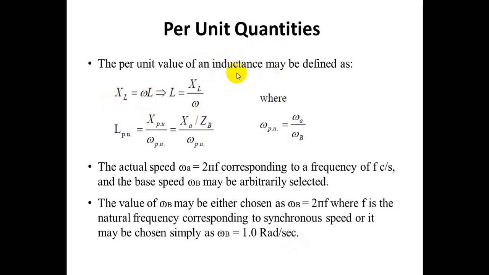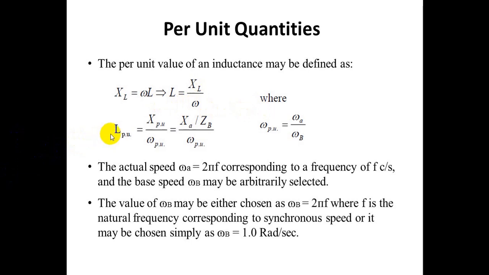One parameter is left, which is inductance. We have calculated the resistance and reactance in per unit. So if we have to calculate the inductance value in per unit, then we know the formula. Basically, inductive reactance XL is equal to omega L, from which L is equal to XL over omega. This is the general equation.